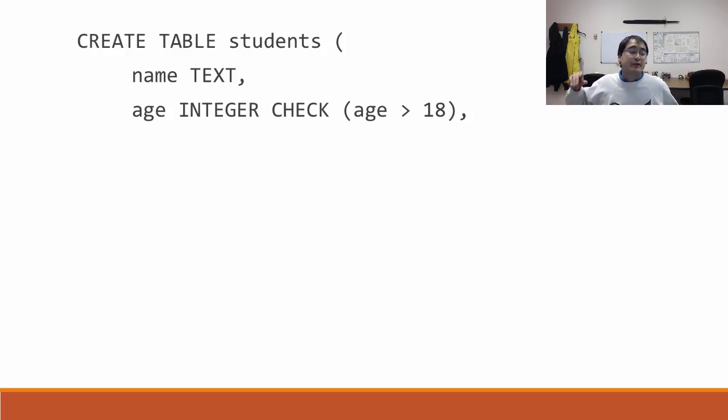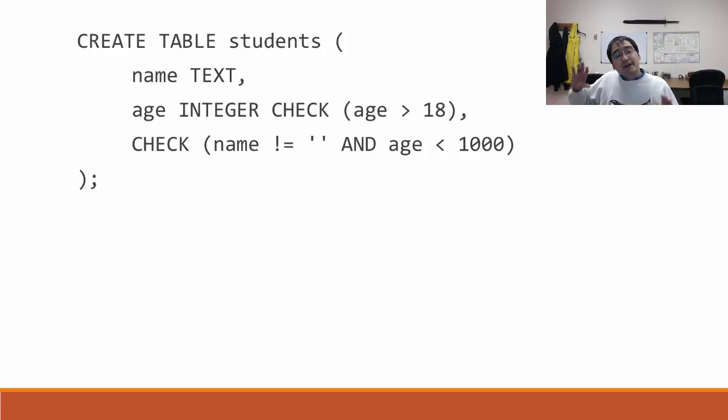If you ever try to add a row that has a student younger than or equal to 18, or if you ever try to change a row such that the age is now 18 or lower, it will cause an error. We can also say, hey, by the way, I want an additional check, and this is just by itself, saying, hey, names are not allowed to be empty, and ages must be less than 1,000. We don't allow any immortals in our class. Okay? So how does this work?